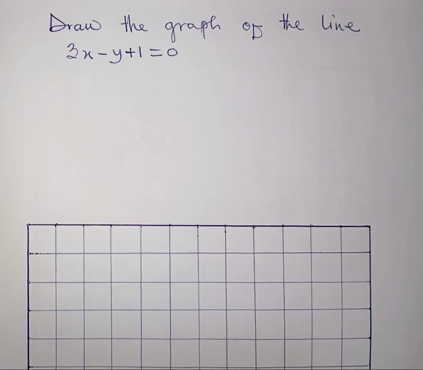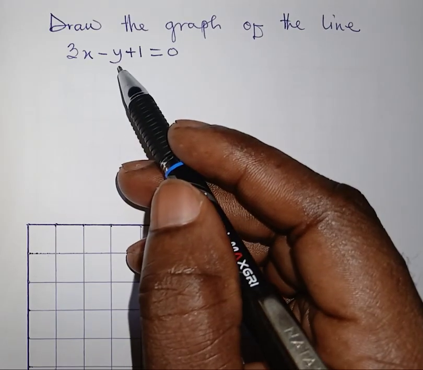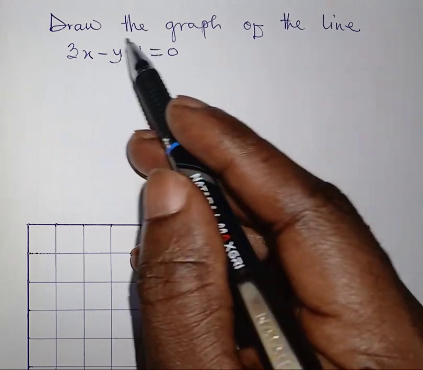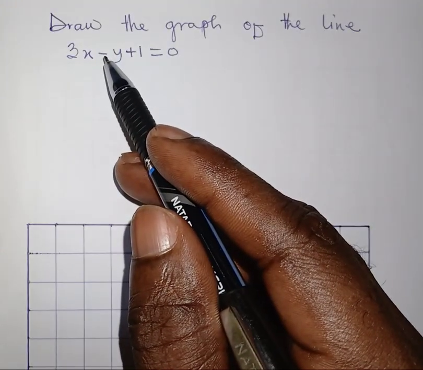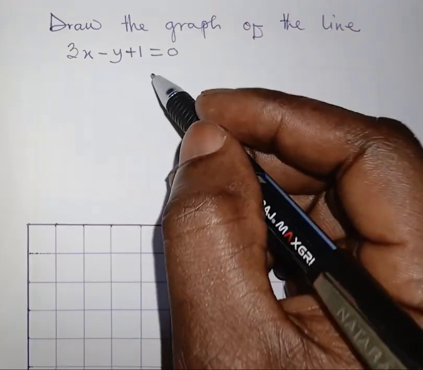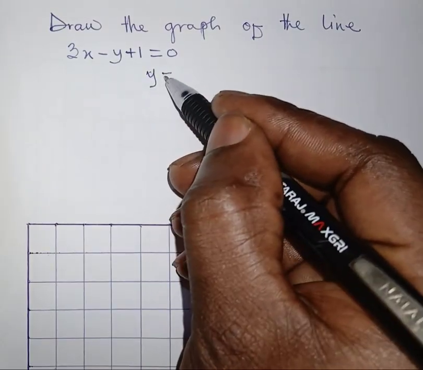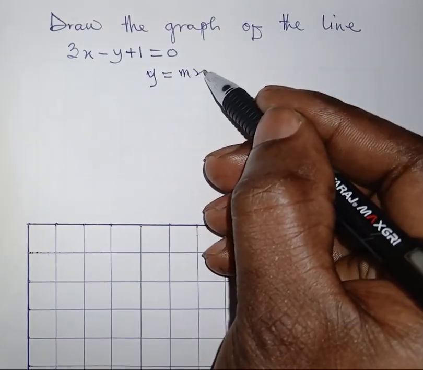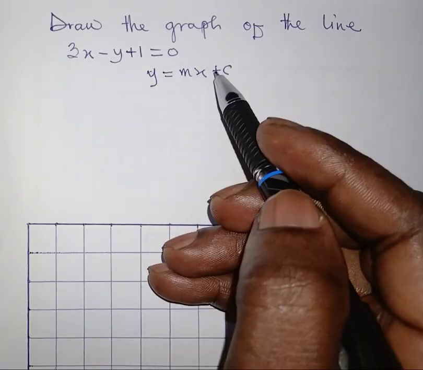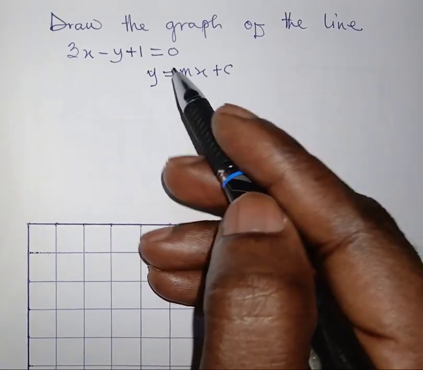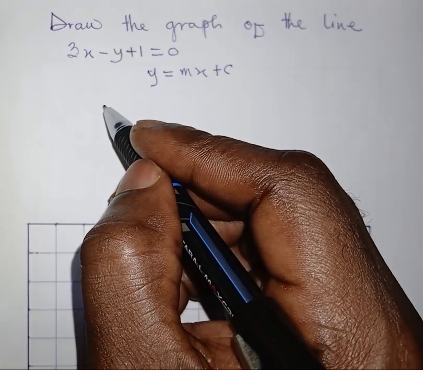we are going to use the gradient and the y-intercept. So before you can do that, you need to write this in the general form of a linear equation. And we all know that the general form is y is equal to mx plus c. So we need to write this in that form. And how do we do that? Is by making y the subject.